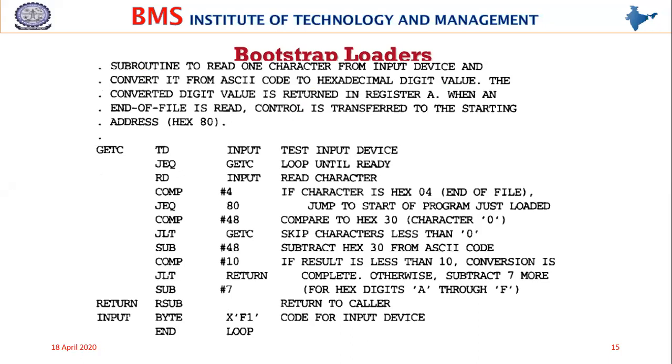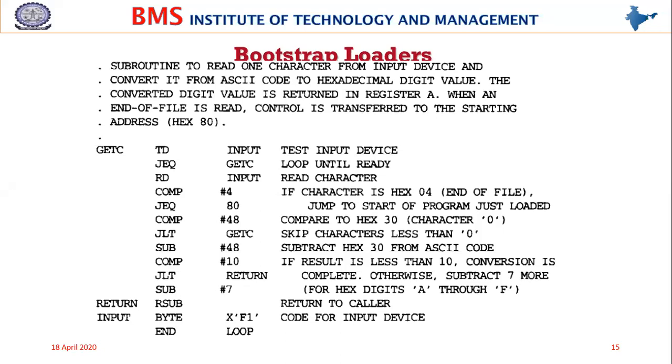The getC subroutine reads one character from the input device. Every time we read with the RD command, we read 8 bits, or 1 byte, at a time. It converts the character from ASCII to a hexadecimal digit value. The converted digit value is returned in register A, meaning it is put into the accumulator. When the end of file is read, the control stops, meaning the getC function is stopped and control goes to 80, the starting address from where we are supposed to execute.